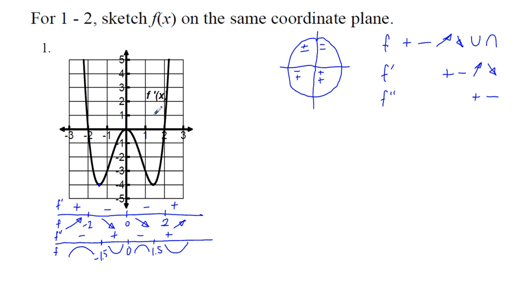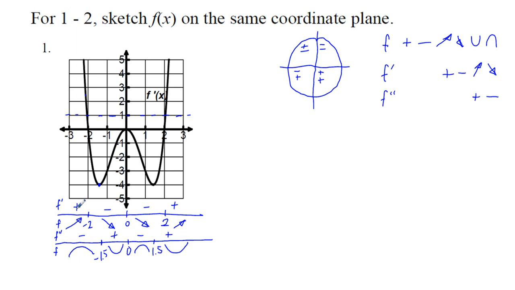Again, if you have an original function, it could be anywhere vertically, unless you're given a point to start with. You can do this right along the x-axis. Sometimes I like to go up one, and the reason for that is it might be a little bit less confusing. So between negative infinity and negative 2, we have positive, negative.